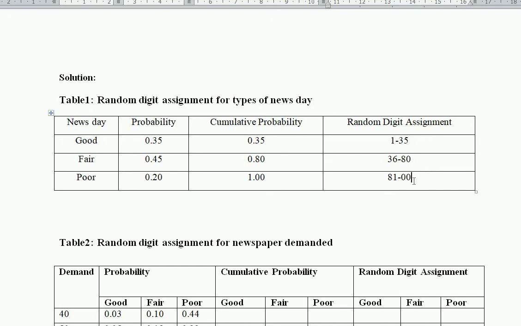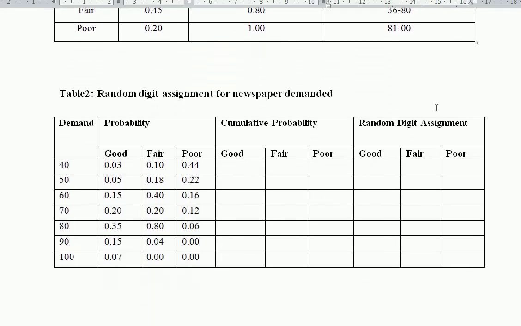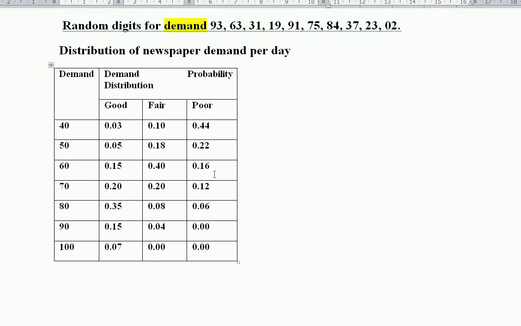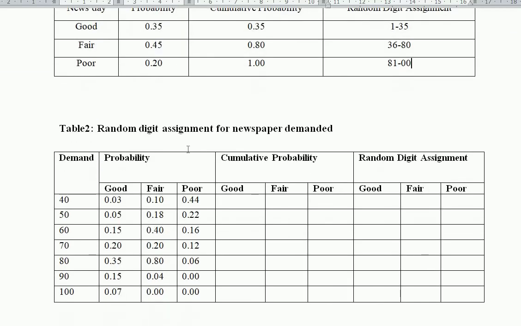This is the random digit assignment for type of the news day. Type of the news day is good, fair and poor. Now next is a random digit assignment for newspaper demand. The probabilities are given in the table in the question, so write them down as it is. That is the random digit assignment for newspaper demanded. So the probability for good, fair and poor, and the demand is given.